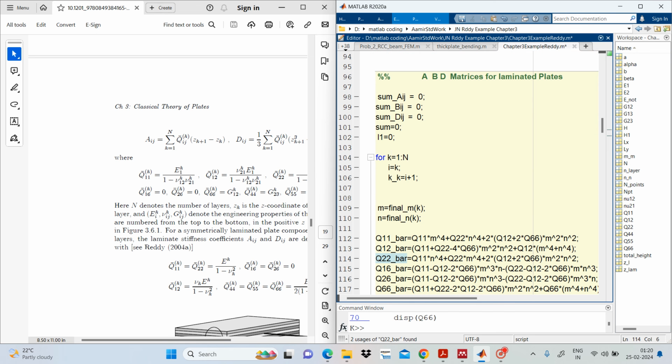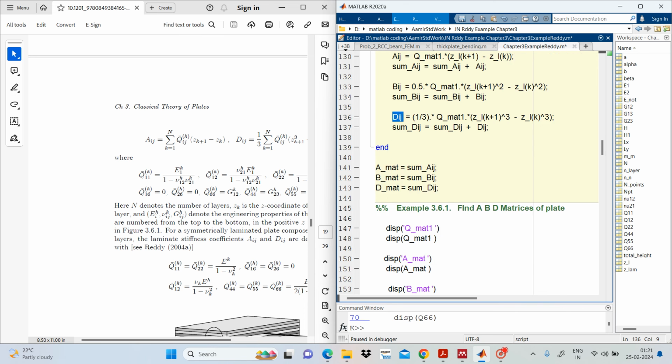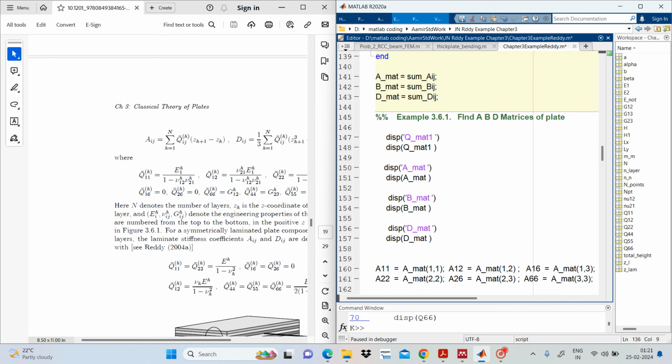We have applied a loop, k equals 1 to the number of layers, so it comes again and adds up, and so on. It will make the Aij matrix. Similarly, the Bij matrix would be made, and then the Dij matrix with 1 by 3 of this. Finally, after all the layers are added up, we get the A matrix, B matrix, and so on. So now we will see the ABD matrices. We will stop here and run the code ahead.